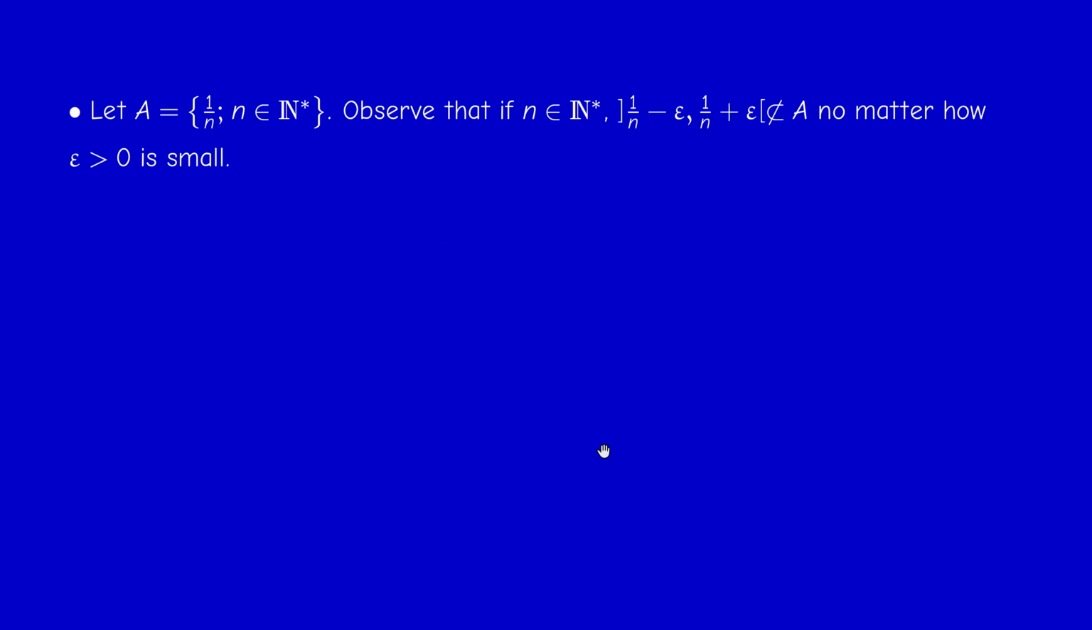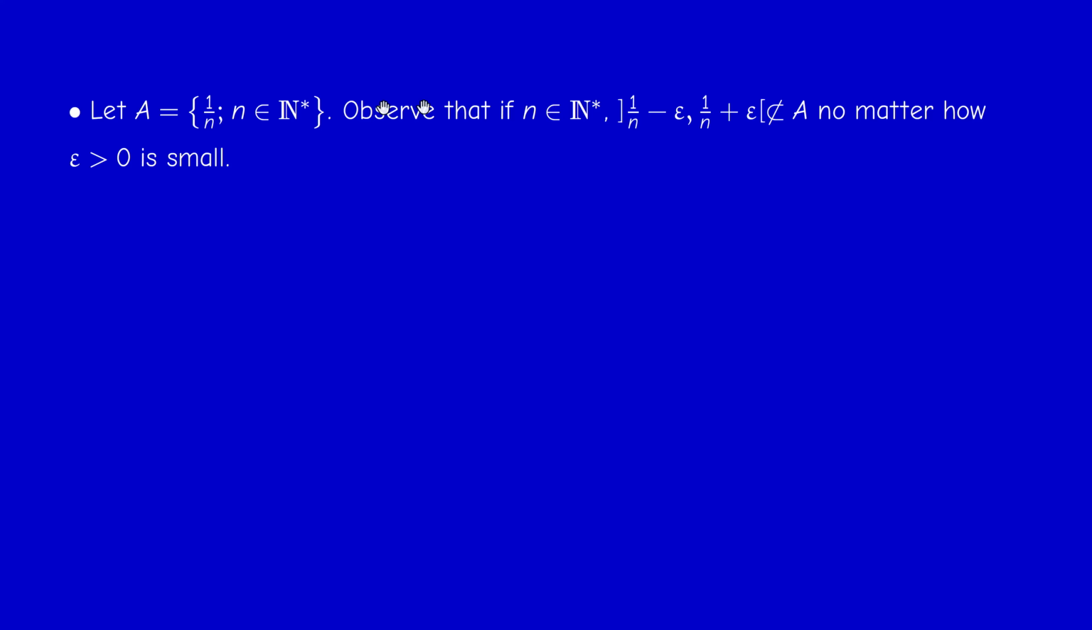Okay, fourth set, A equals 1 over n. We have to find the interior, the closure, and the boundary. We already did half of them. So now, no non-trivial interval can be contained in A. No matter how small epsilon is, the interval 1 over n minus epsilon, 1 over n plus epsilon cannot be contained totally in A. It contains elements outside A. Actually, if epsilon is small enough, the intersection of this with A is just the singleton 1 over n. So otherwise stated, the points 1 over n of A are actually isolated. And 0 is the only limit point of A.